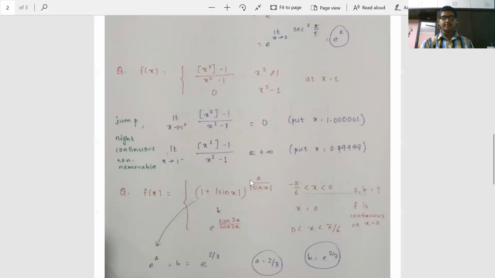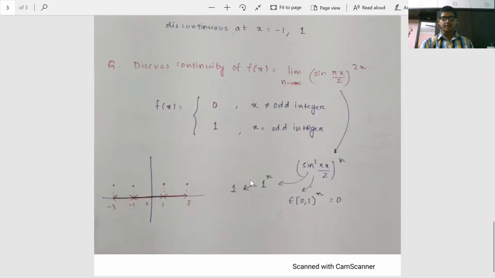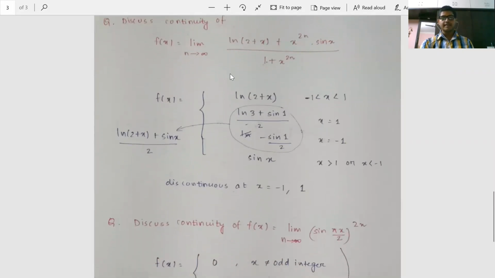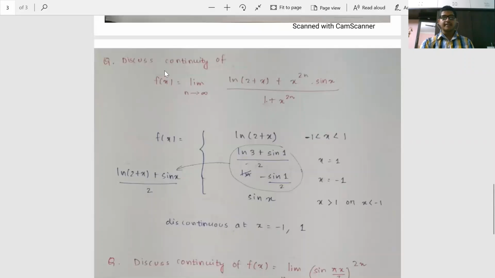Okay, let us move to the last set of questions. I think I have 2 more questions to go and then we can stop this class. So let us check this question. The question is, discuss continuity of the given f(x) equal to limit n tends to infinity of ln(2 plus x to the power 2n into sin x) divided by (1 plus x to the power 2n). If you want to, hit the pause button and give it a try. So let's hope you have tried by hitting the pause button.